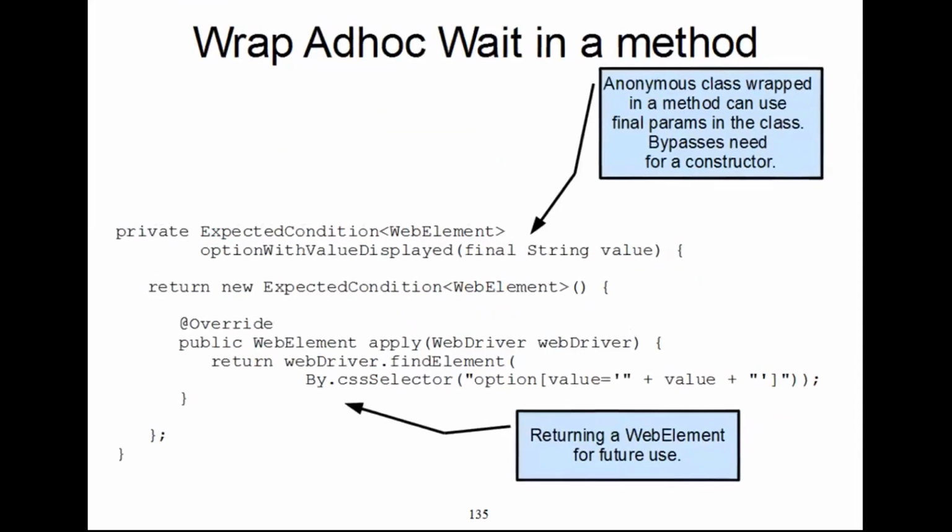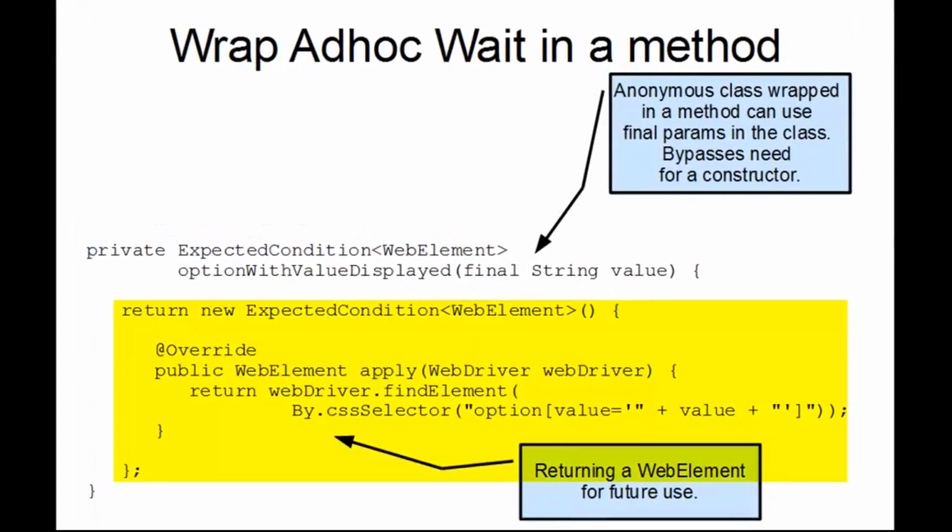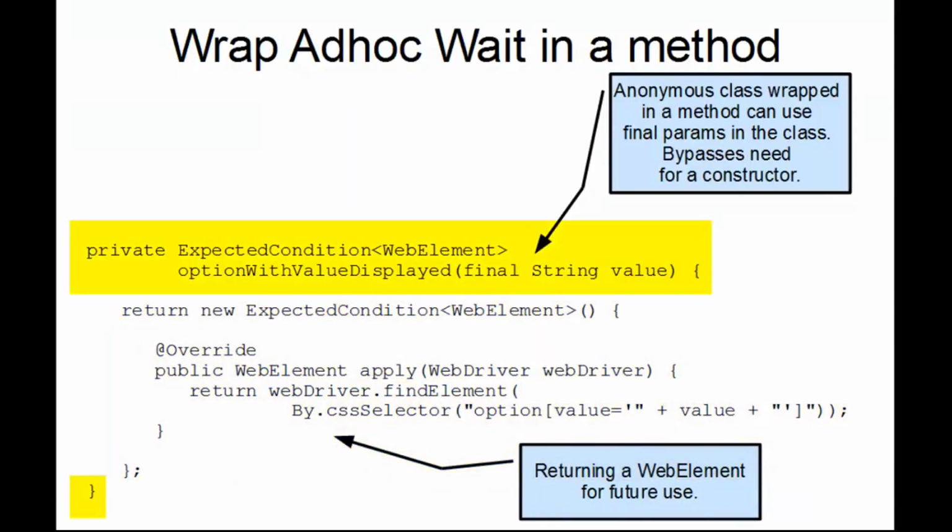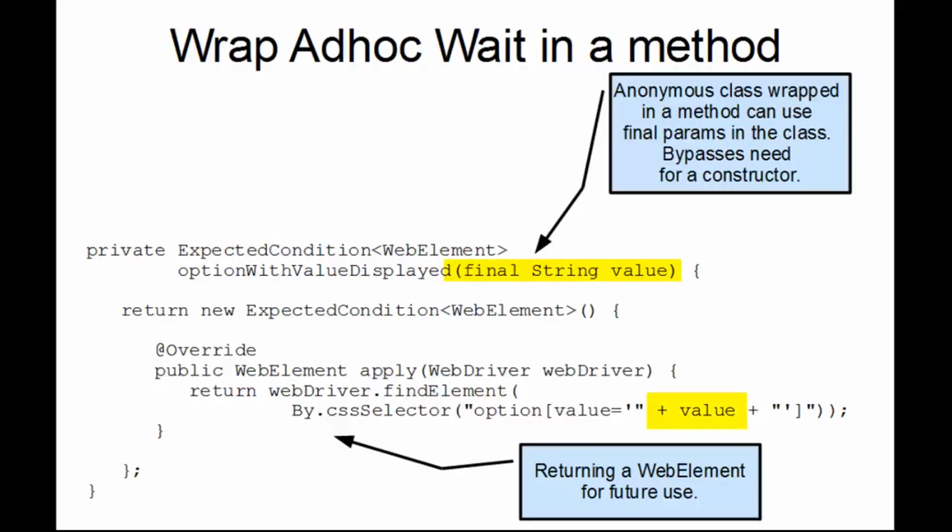So here we've got an anonymous class. You can see it in the return new expected condition web element. That block there is the anonymous class, but we've wrapped it in a method, and the method is a private method called option with value displayed, and it is taking a variable called value as a parameter. And you can see that in the body of the anonymous class in the apply method, I'm using that value.